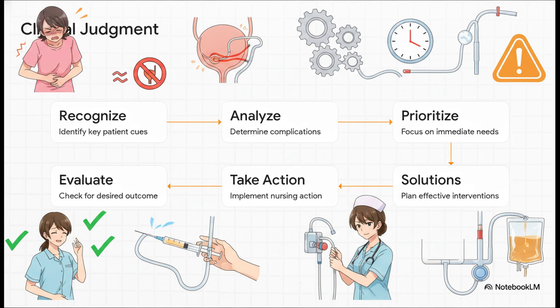Steps 4 and 5, solutions and action. You do not wait around for a doctor's order here. You immediately assess the tubing for kinks, and if it's clear, your first nursing priority is to manually irrigate that catheter to clear the clot and restore the flow. Finally, step 6, evaluate. Did the pain resolve? Did the drainage return? That is exactly how you need to think for the exam.